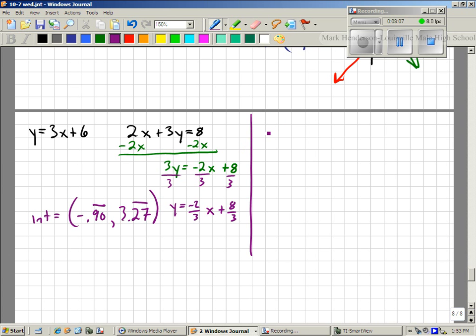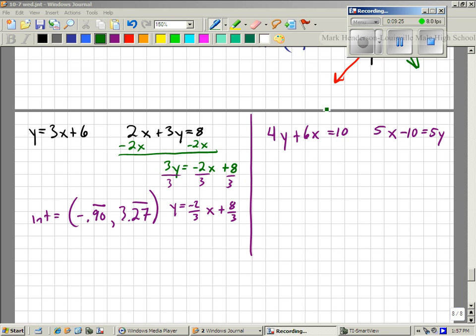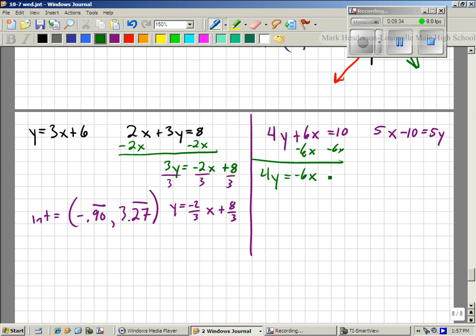So, I want you to do this one on your own, please. 4y plus 6x equals 10. And 5x minus 10 equals 5y. So please find the intersection of these two lines on your own. Firstly, we subtract 6x from both sides, and we get 4y equals negative 6x plus 10. You might have a little bit of trouble with that part of it.